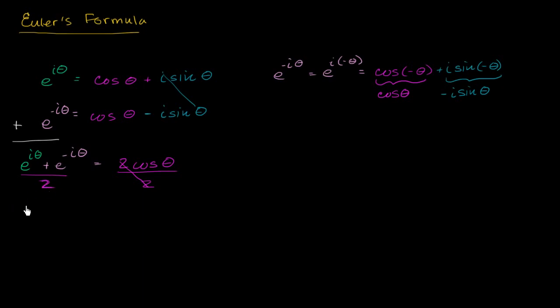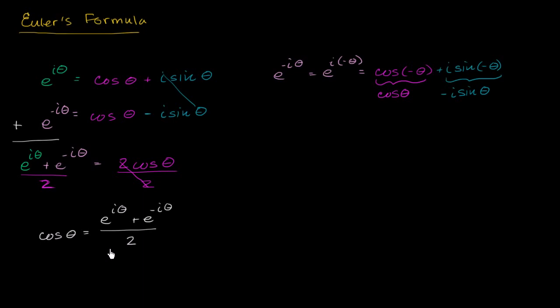Let me rewrite this little discovery we made. Cosine of theta can be rewritten as e to the i theta plus e to the negative i theta, all of that over 2. So that's kind of interesting. We can now express cosine of theta in terms of a bunch of exponentials right over here.